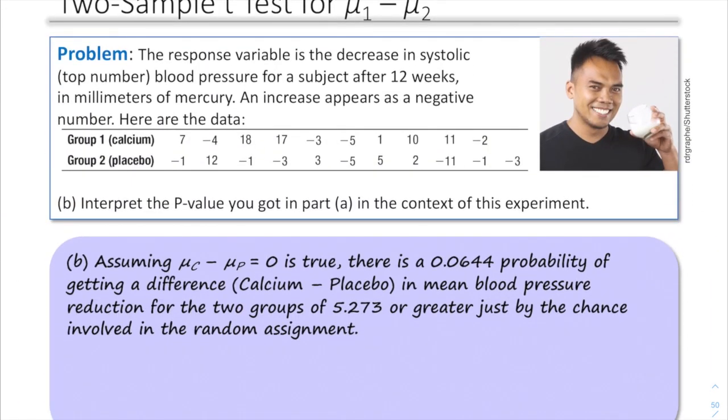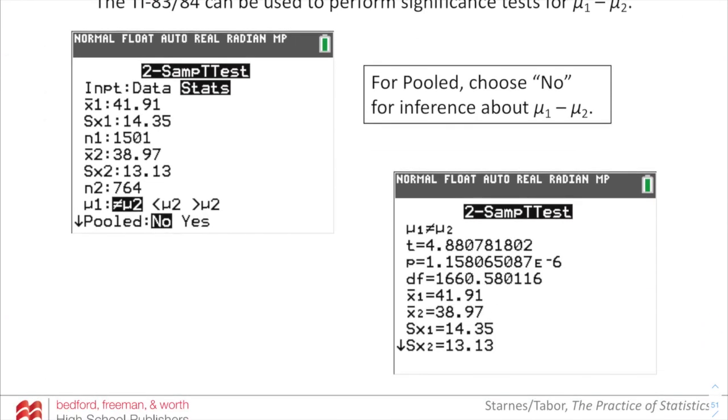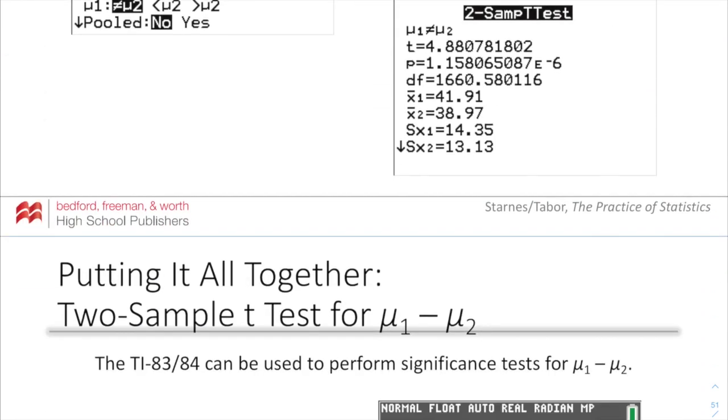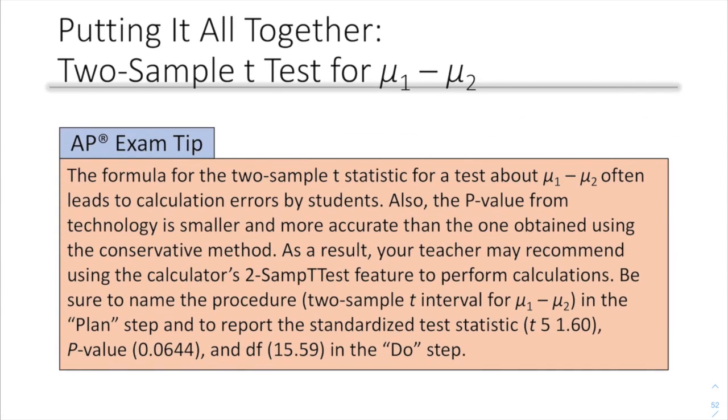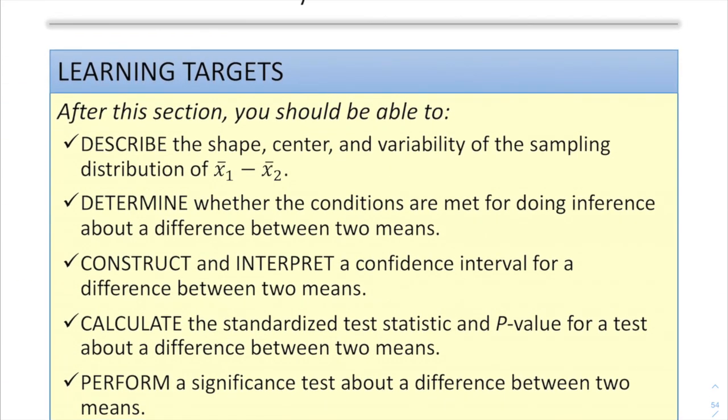So, interpreting our p-value. Assuming that the null hypothesis is true, there is a 0.0644 probability of getting a difference in mean blood pressure reduction for the two groups of 5.273 or greater just by chance involved in the random assignment. Again, you can still get all that information straight from your calculator. So, again, make sure if you're using your calculator, you give the name of the test, the statistic, the p-value, and the degrees of freedom. And that's it for this section.